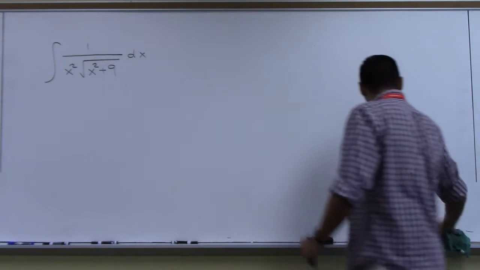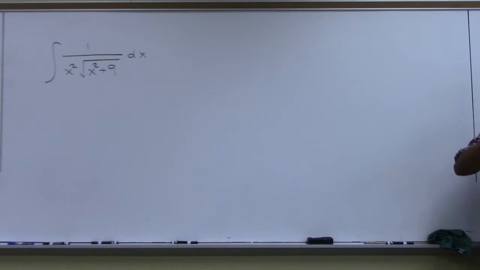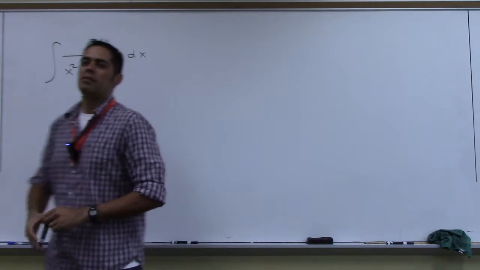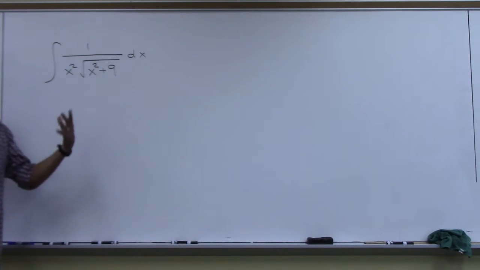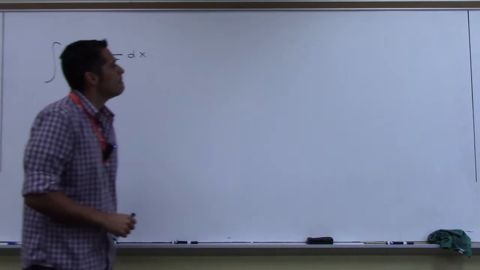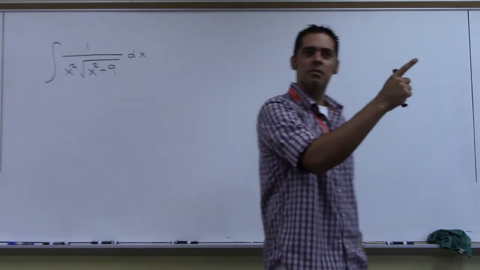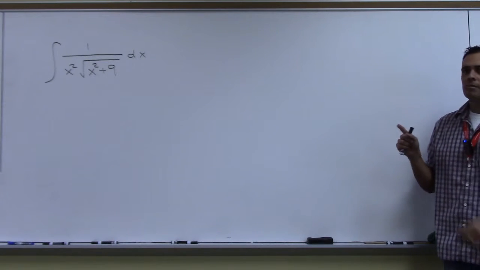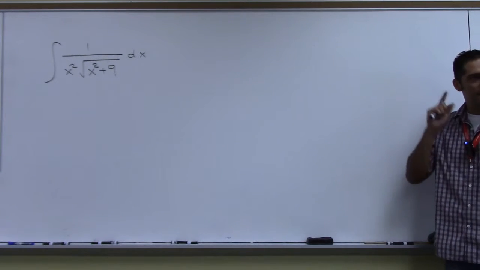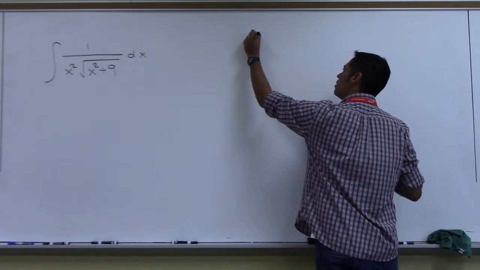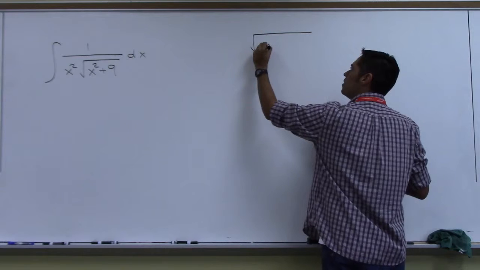All right, what about this one? So we start rolling through the Rolodex of methods, right? Basic substitution, integration by parts, trig substitution. If I see a square root with something squared and a number, then I'm thinking trig sub. So which of the three formats does this look like it falls into? The one that says square root.